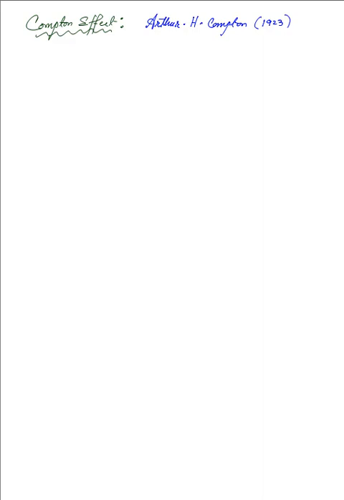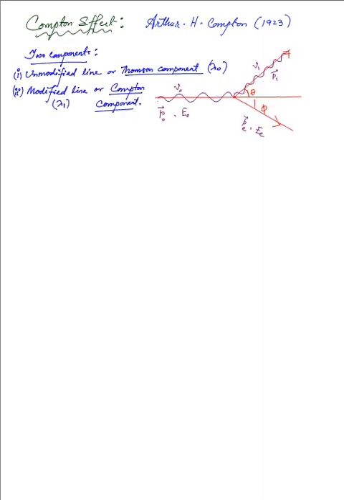A component whose wavelength is the same as that of the incident radiation is called the unmodified line or the Thomson component, and the component whose wavelength is different, greater than the incident wavelength, is called the modified line or the Compton component. There I have mentioned the unmodified line, which is the Thomson component with wavelength lambda naught, the incident wavelength, and the modified line, the Compton component, with a different wavelength.